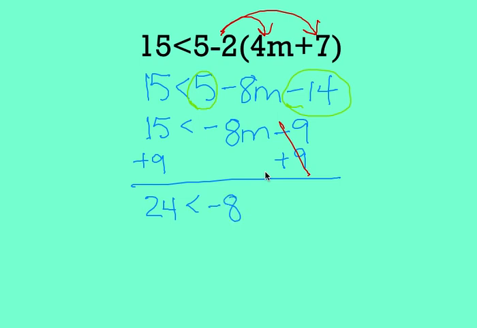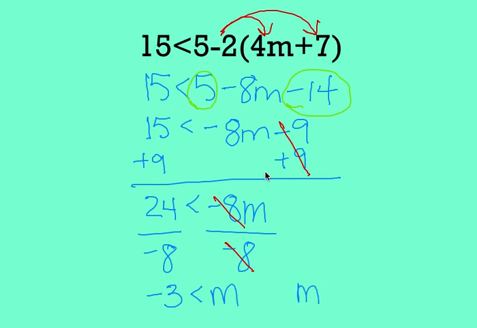And now I need to divide by -8 on both sides of the inequality. So the -8s on the right-hand side are going to cancel out. 24 divided by -8 is -3. So -3 is less than m, which I can rewrite that as m is greater than -3, so that our variable comes first.